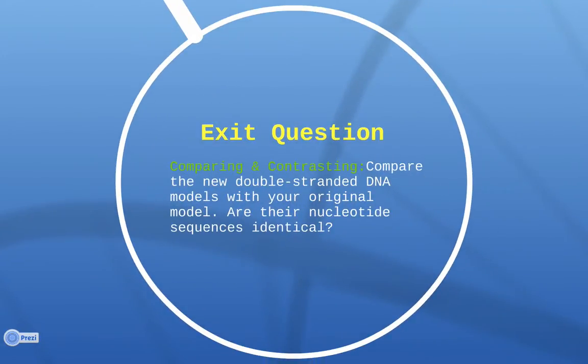Okay, at the conclusion of our activity, you should be able to think about this question and complete it as homework. Compare and contrast. Take a look at your strands, compare and contrast how the new double-stranded models compare with your original model. Are their nucleotide sequences identical? Again, take this home, think about it, and bring it back with you for class tomorrow. Thank you.